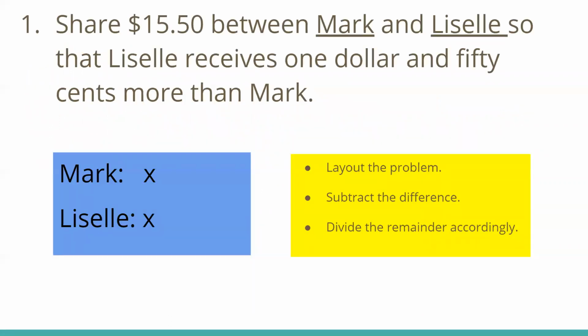Two people are involved here, Mark and Lisselle. So we write those names down. You'll notice that I wrote an X by each of their names. That X simply represents the sum of money they each have. We could use any letter, but let's use an X for now. So they each have X dollars.